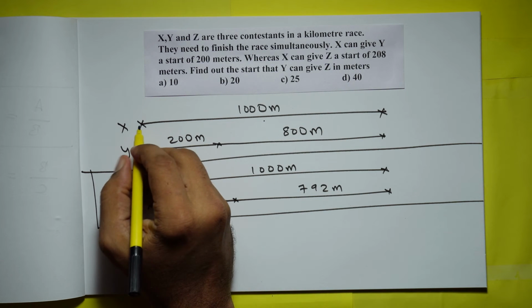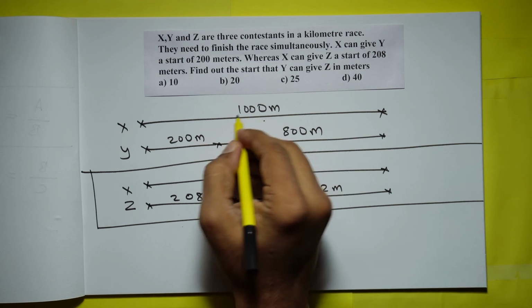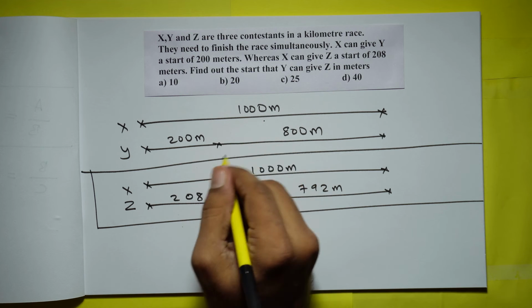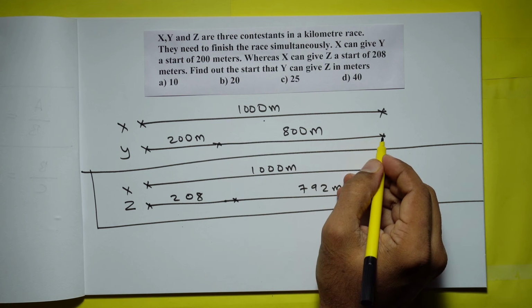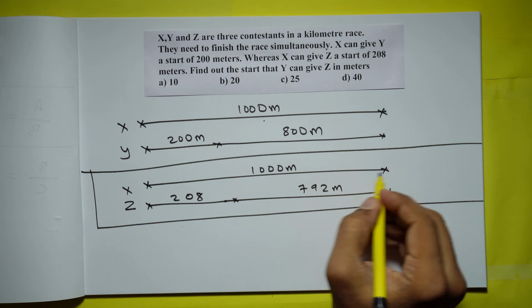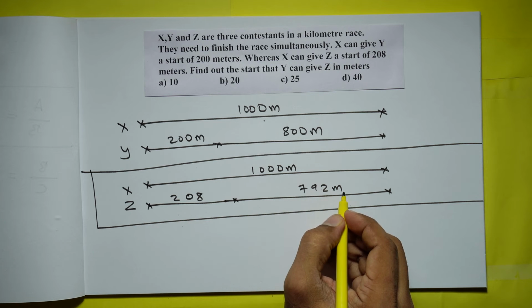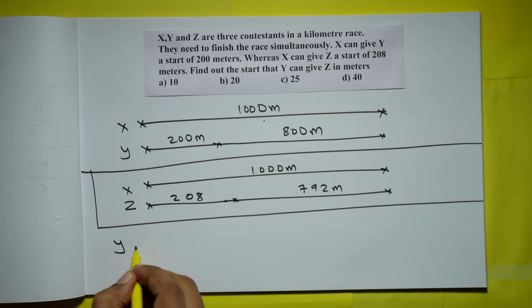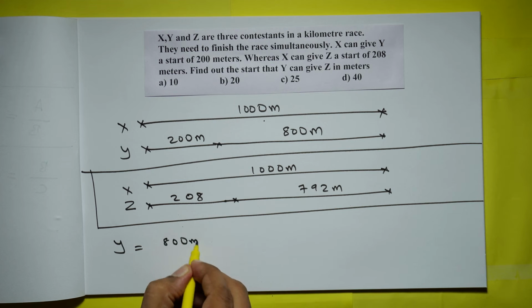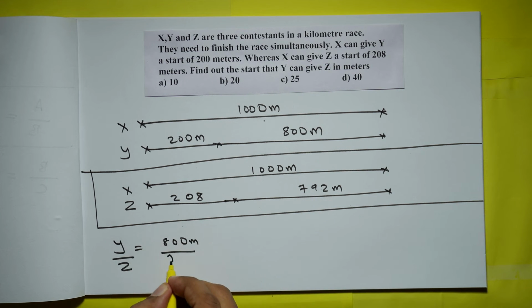Now look at this. When X does full 1 kilometer or 1000 meters, Y is able to do 800 meters. And when X does the full 1000 meters, Z is able to do only 792 meters. So basically when Y does 800 meters, in that much time Z is able to do only 792 meters. So this is the ratio of their speeds. When Y does 800 meters, Z will do 792 meters.